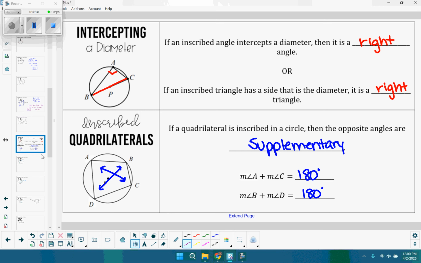So the last things we'll talk about in this section: if an inscribed angle intercepts a diameter, then that angle is a right angle. Another way to think of it is if you have a triangle inscribed in the circle and one of the sides is the diameter, then it's a right triangle. And for quadrilaterals, if a quadrilateral is inscribed in a circle, then the opposite angles will be supplementary. So they will not be equal to each other like we did in most of the quadrilaterals we worked with. Instead, the ones across from each other will add up to 180.